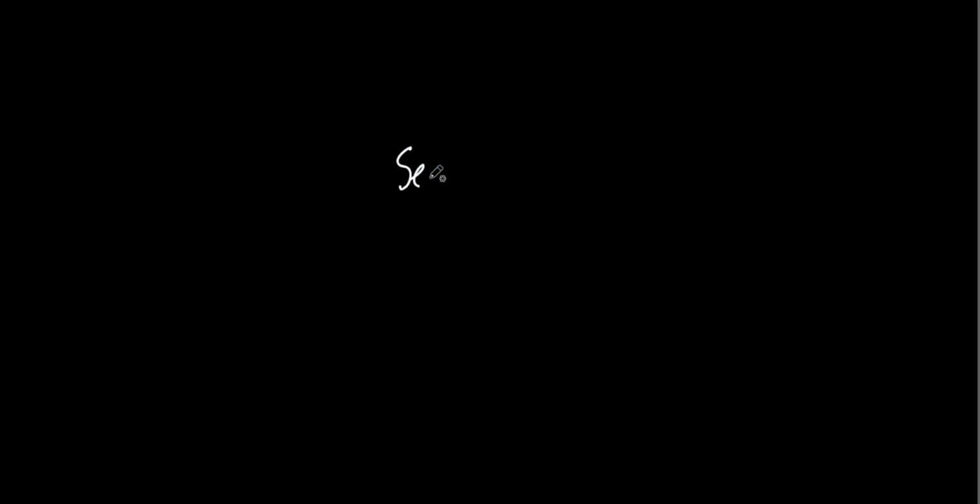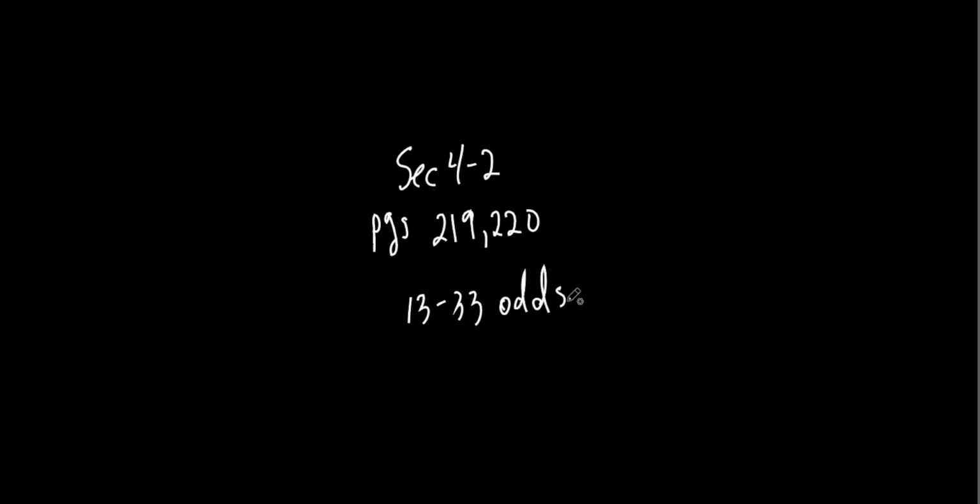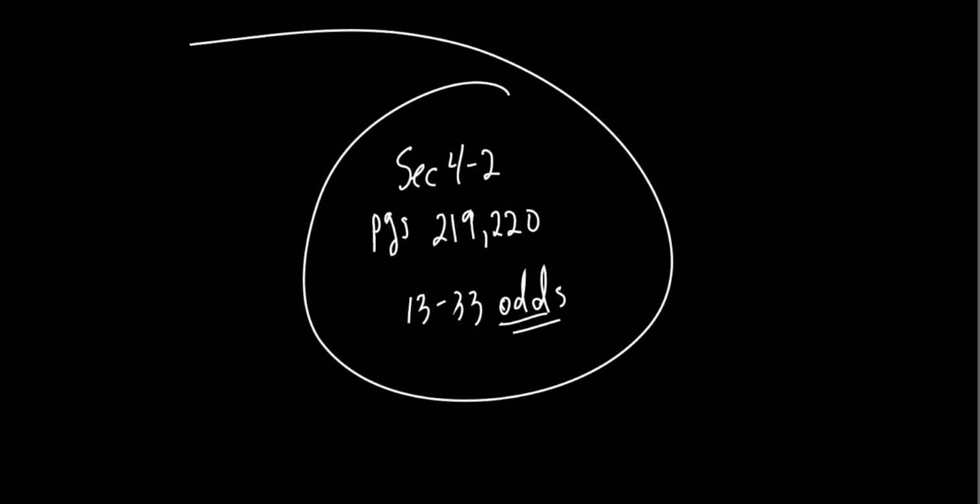Here's your homework. Section 4.2, pages 219, 220. And you're doing 13 to 33, but you're just doing the odds. Looks like a lot, but it's not near as much because you're just doing the odds. That was on the lesson plan I gave you earlier, but I was taking a picture of it anyway, so you should have that already. Is that the same thing I gave you? I think it is. Sometimes I change it. Let me see. Yep, 13 to 33 odds. There you go. Okay. Get that done. That is for tomorrow.